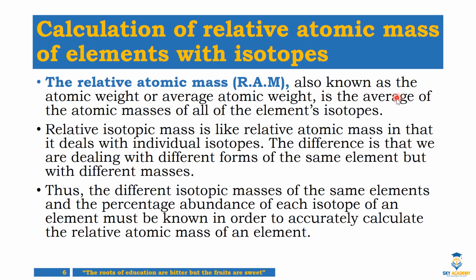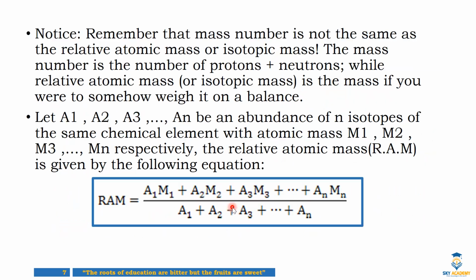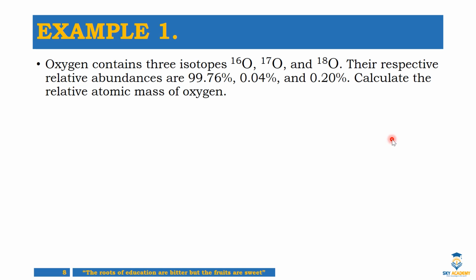To calculate the relative atomic mass, you need to have this formula. You also have to have what you call the abundance of an isotope, and then their atomic masses. To understand this, when you say abundance, I come to my example here.